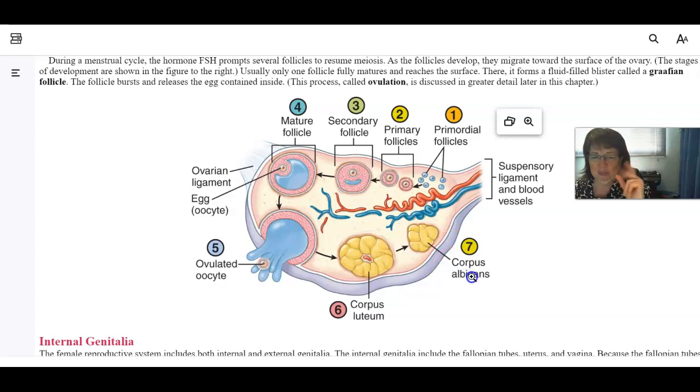Don't worry about the term corpus albicans, but realize that the corpus luteum, as we'll learn later, produces progesterone. So that's why it's important. And as it disintegrates, if it's not stimulated by more hormones, it will decrease the progesterone level. Okay, so there are all these terms. Don't worry too much about the primary and secondary. Just realize that you've got the egg or the oocyte in the mature follicle.